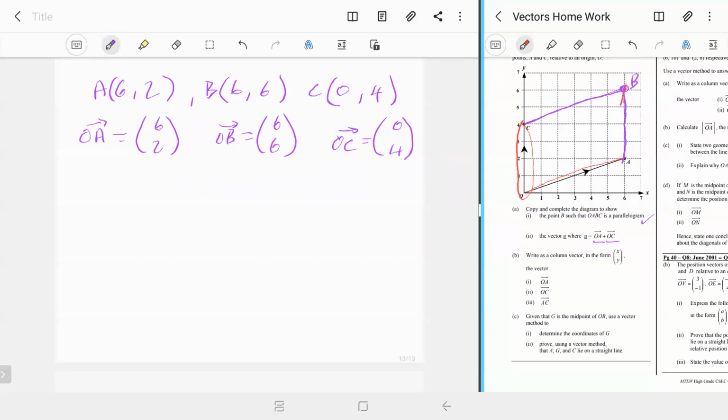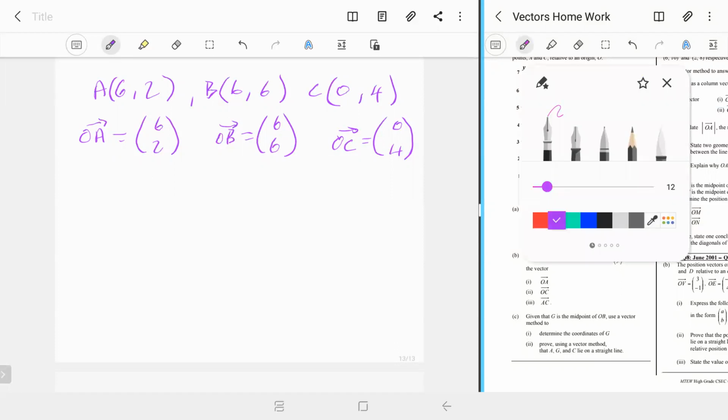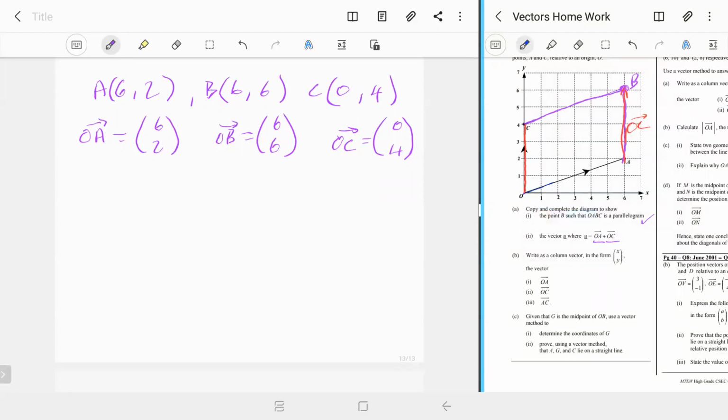Another way you can look at it is that this vector which is OC, this vector is also OC. So AB and OC is the same vector because they're equal and parallel. So therefore, use a different color now. Blue. This is OA plus OC. That's OA plus OC, and that is the vector U up there, so that's what they want.